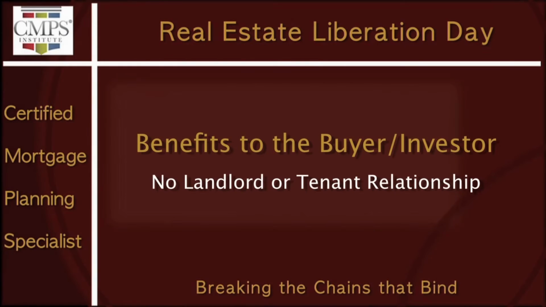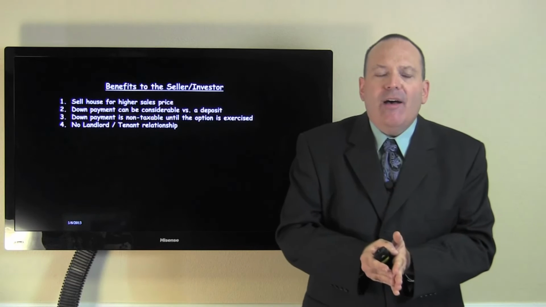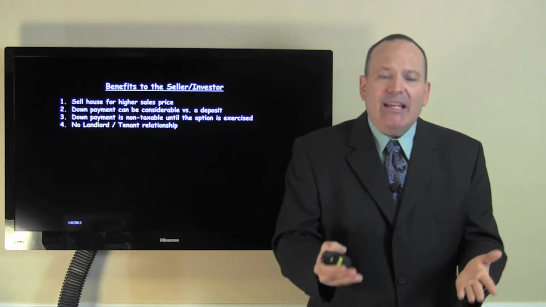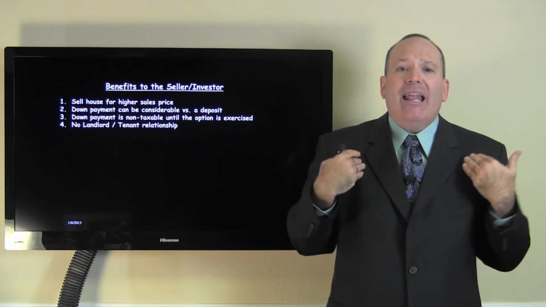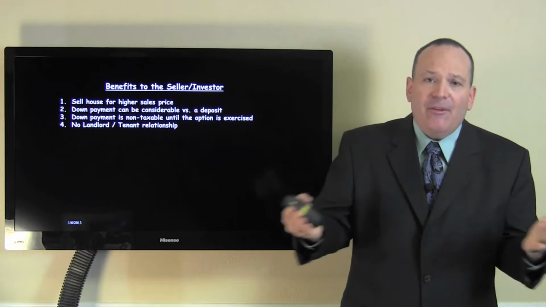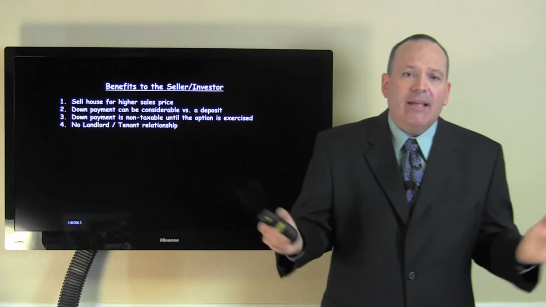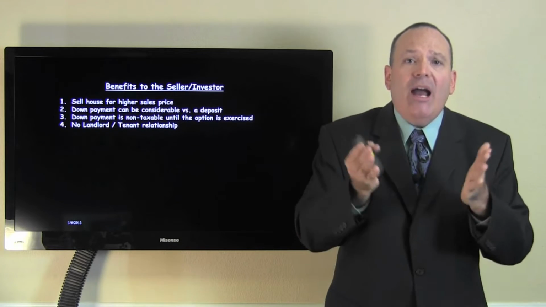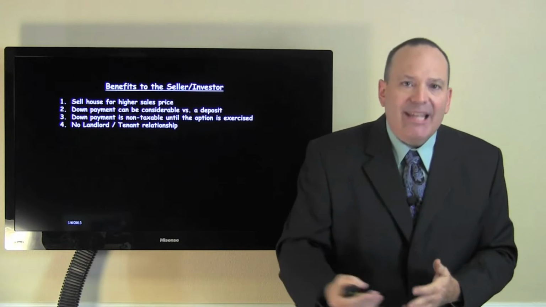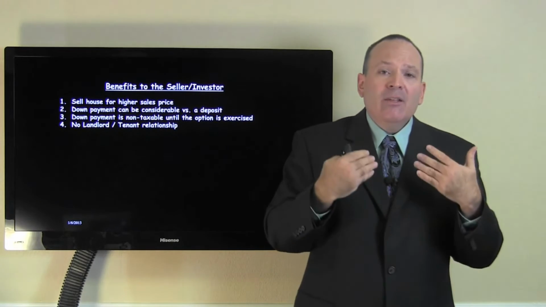No landlord or tenant relationship. This is a great benefit to the seller. Look, they sign the lease agreement, they sign it at escrow or in an attorney's office, and they are going to sign a disclosure that states, look, don't call me. I'm not your landlord. Don't call me for repairs. I'm not going to fix your toilet. I'm not going to cut your grass. I'm not going to do anything. This is your house. Controlling interest has changed. It's not the same landlord-tenant situation or relationship, so you fix it.